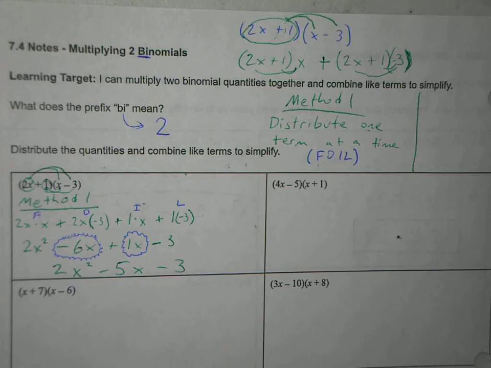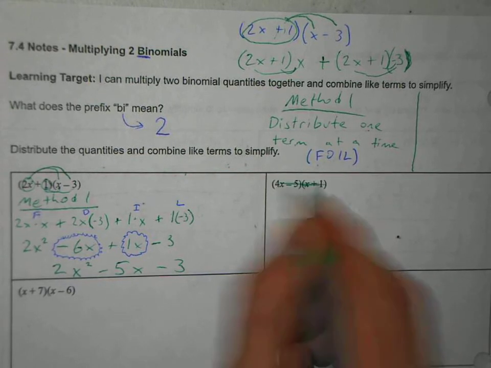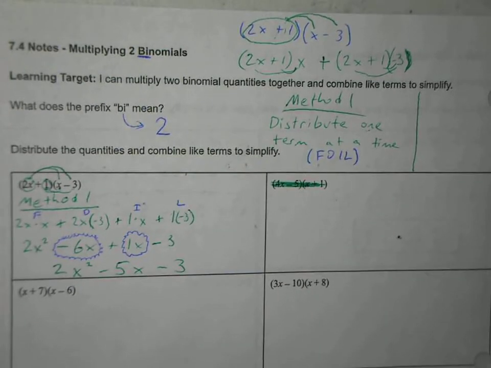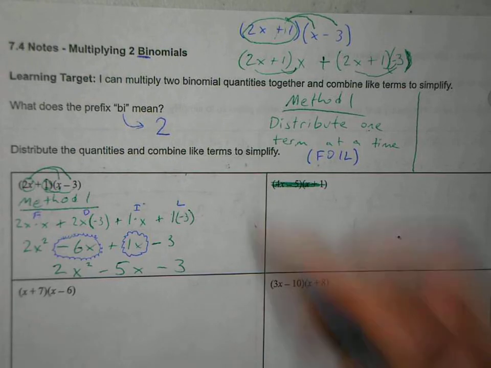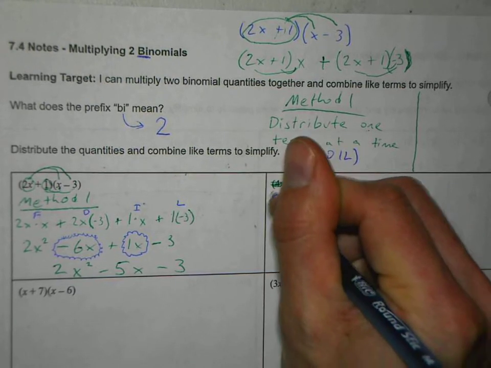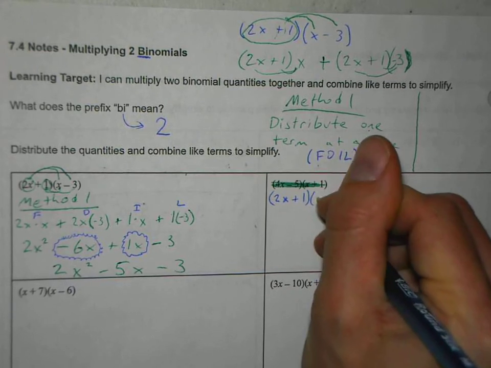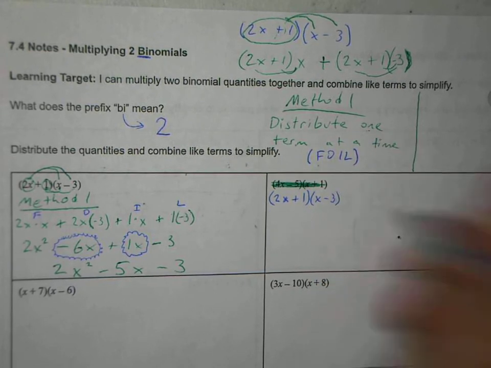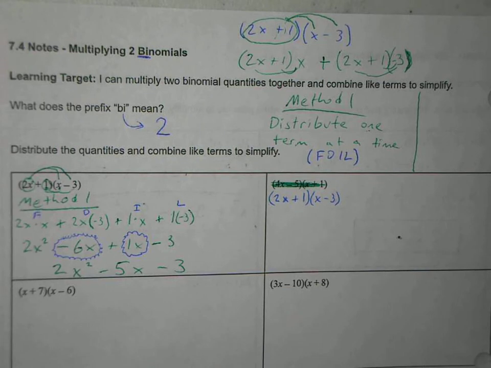Okay, so that was method 1. And because I took up all my room for method 2, I'm going to write method 2 in the box next to this. So I'm going to rewrite this first problem. 2x plus 1 times x minus 3. Same as the original problem. We're going to do it by a different method and hopefully get the same answer.